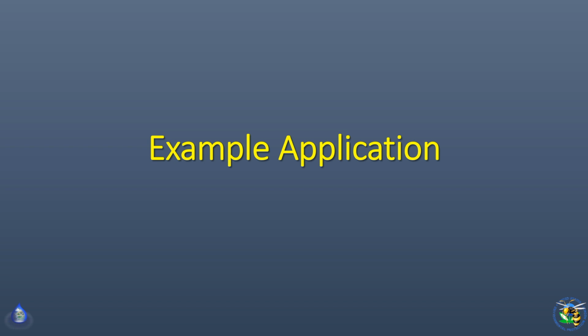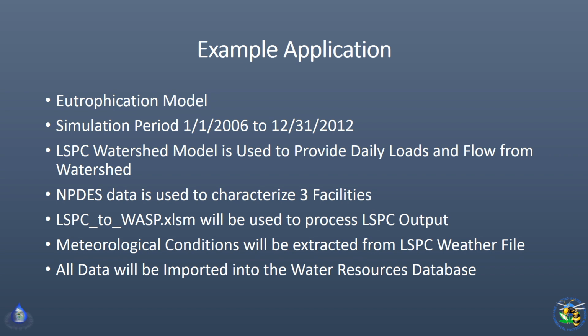What we're going to do now is create a WASP input data set using an example that I typically use for the WASP workshop. It's going to be the eutrophication model. It's going to be simulated from 2006 through 2012. The LSPC watershed model is going to be used to provide daily loads and flows from the watershed to WASP. There are going to be 3 NPDES facilities in here. We're going to pull their data into the WASP model as well.